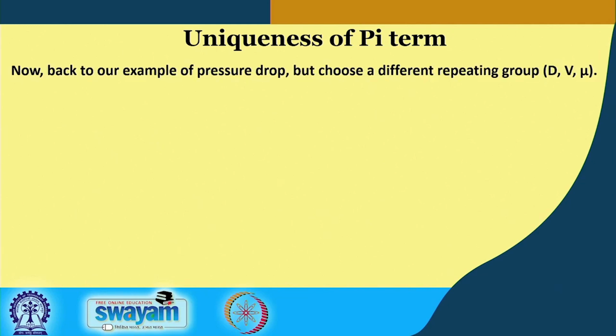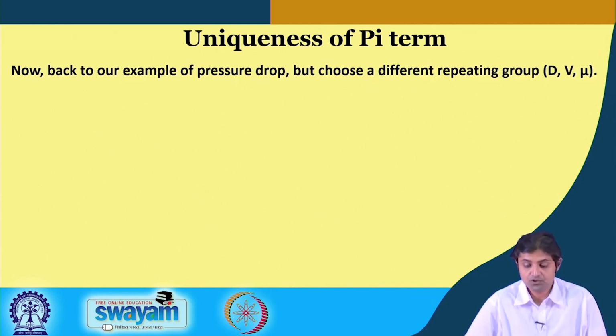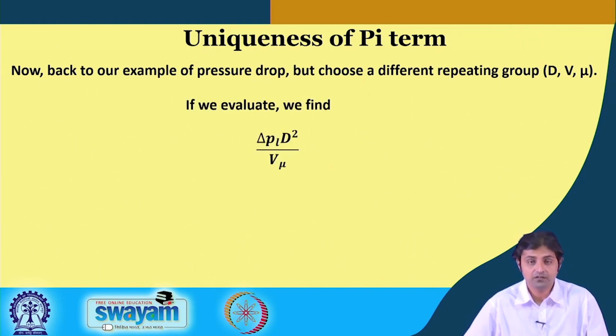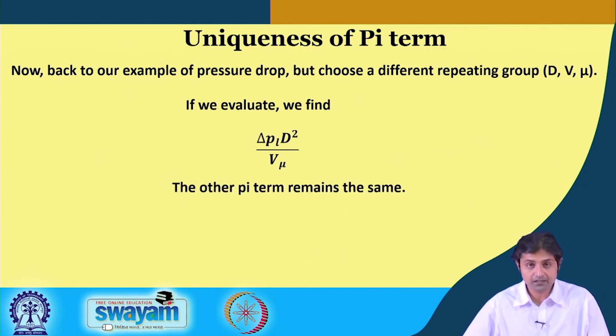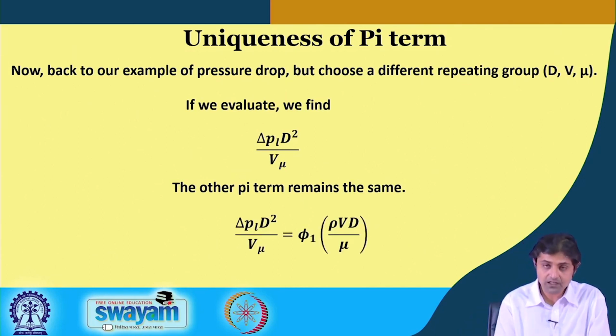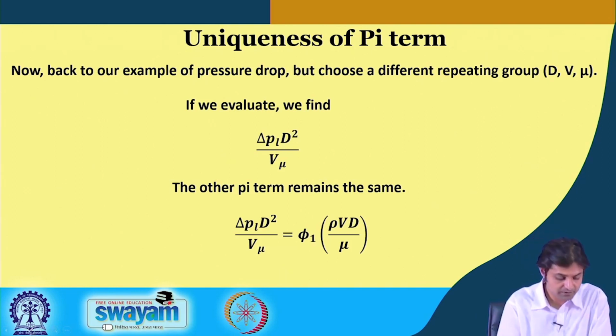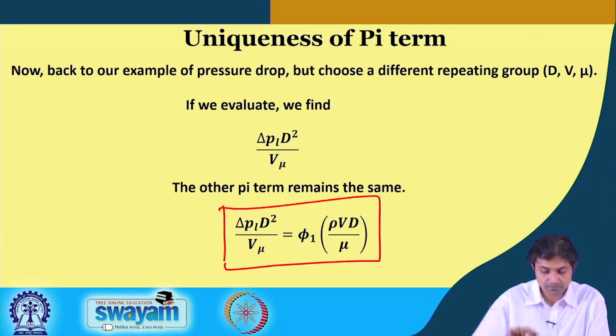Now, if we go back to our example of pressure drop, but choose a different set of repeating variables, d, v and mu for example, and evaluate, we will find that the first pi term is going to be delta P L d square multiplied by v into mu. The other pi term will remain the same on the analysis. So, we get a slightly different pi term here. So, this is another relationship.